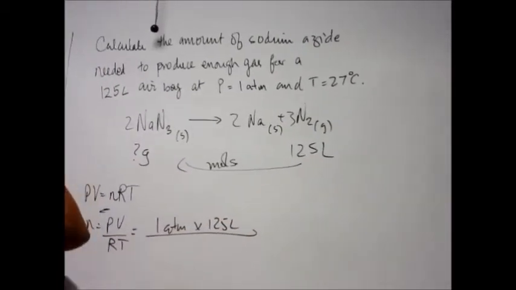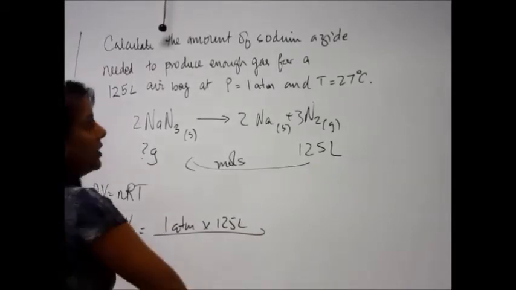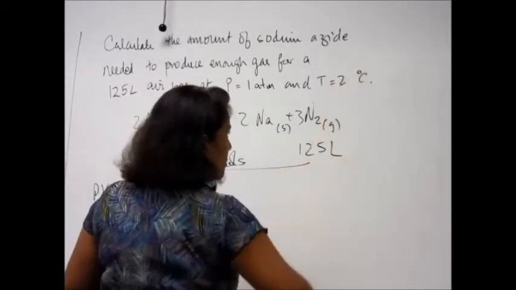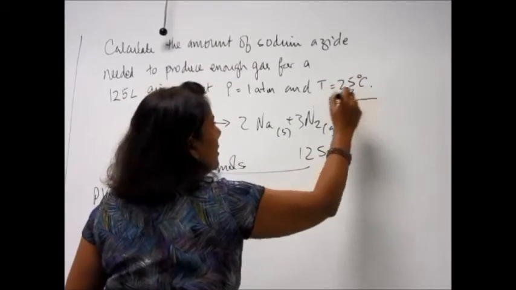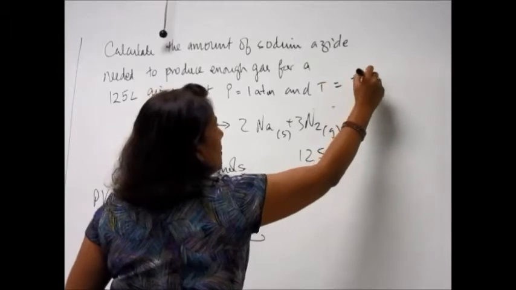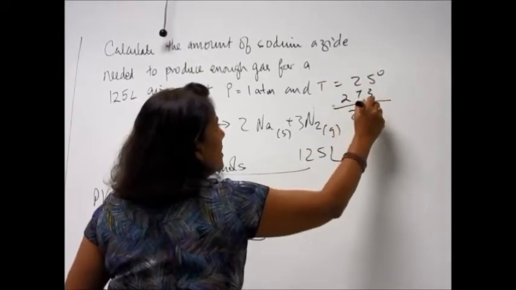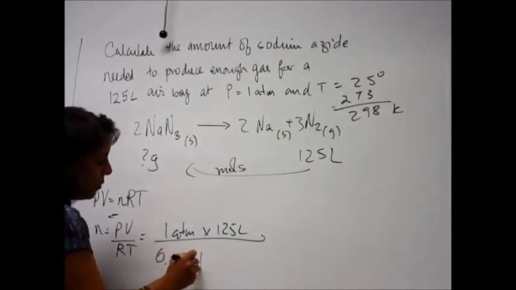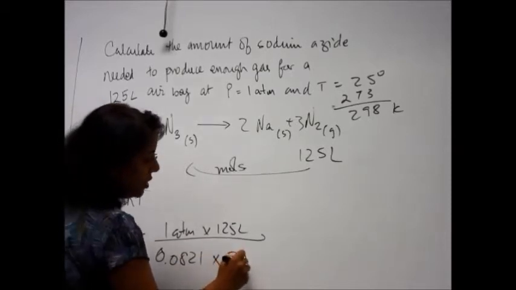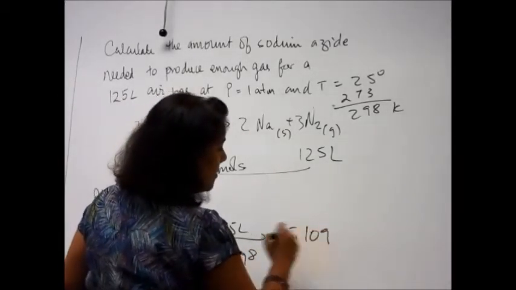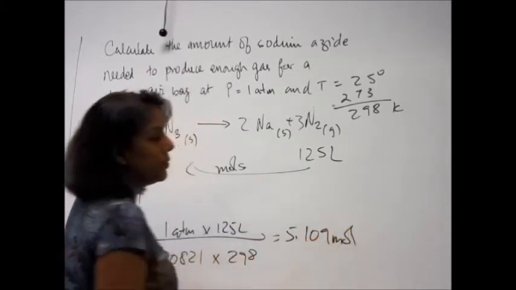Liters, temperature is 27, excuse me, it was 25 actually. I wrote 27. Did you write 27? Did everybody? Okay. Can I change that to 25 please, if you don't mind? 25 plus 273, so 298 Kelvin. Okay. R is 0.0821, and then temperature is 298. Otherwise, I'll have to do my calculation again. And this gives us 5.109, and this is moles.